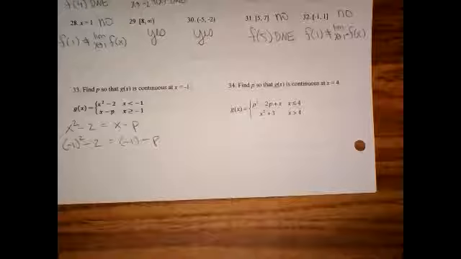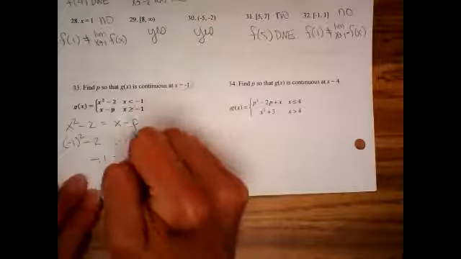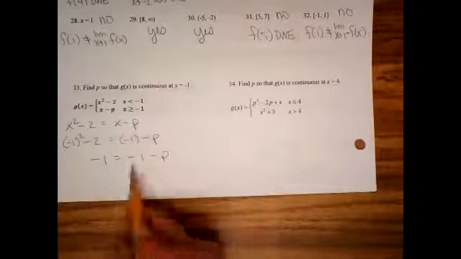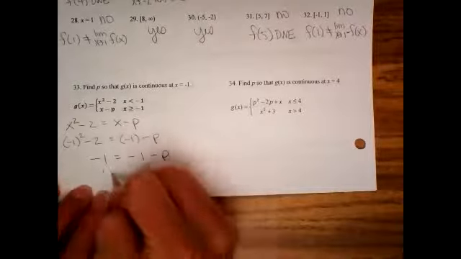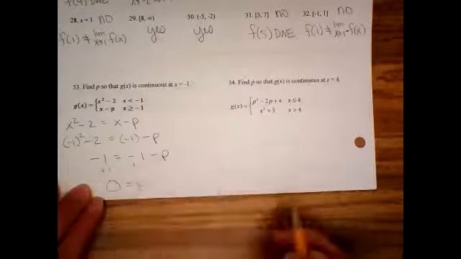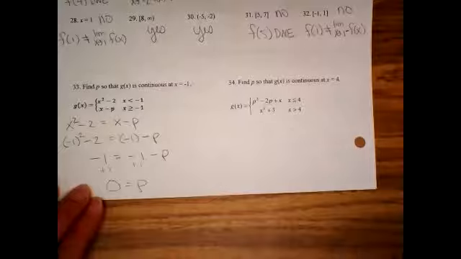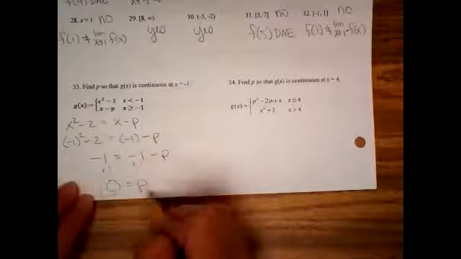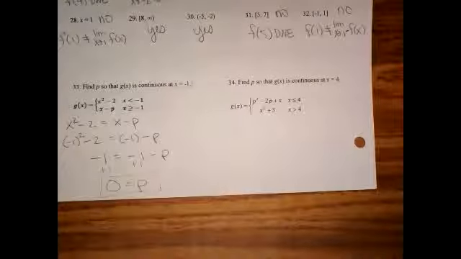I actually kind of like these because you set them equal, plug in the number, solve. So -1 squared would be +1, minus 2 would be -1, equals -1 minus p. You would add 1 and get 0. And you could say 0 equals -p, but you can't negative a 0. So that one was a little weird. It came out to 0. But you finished it before I even wrote it down.